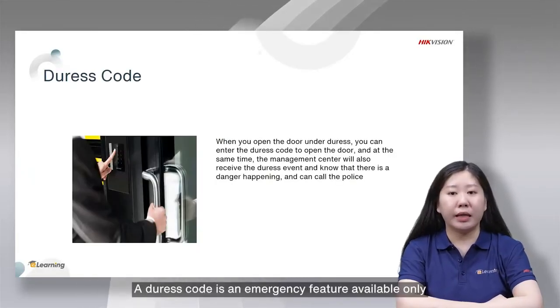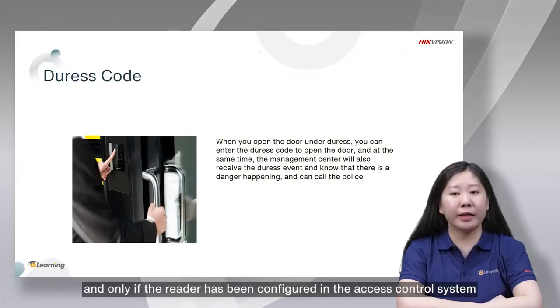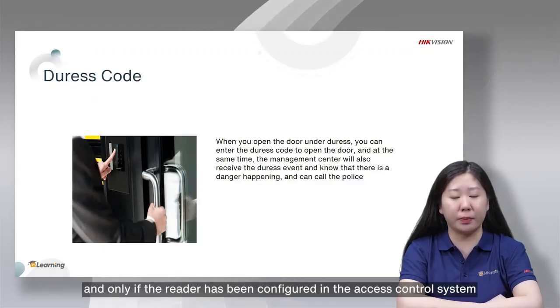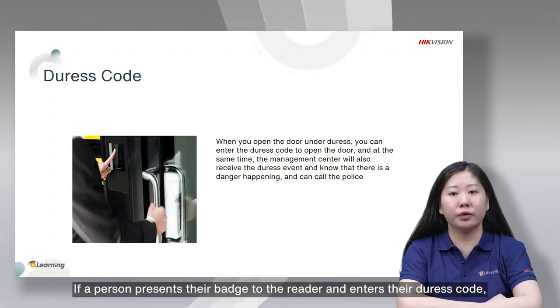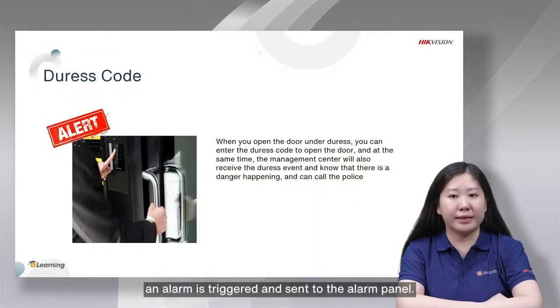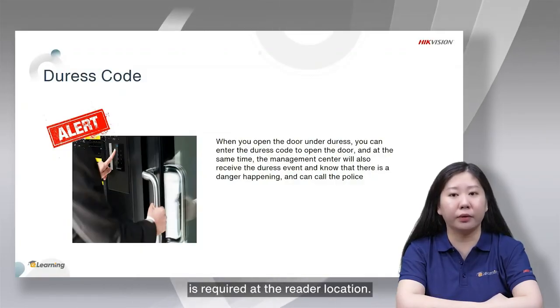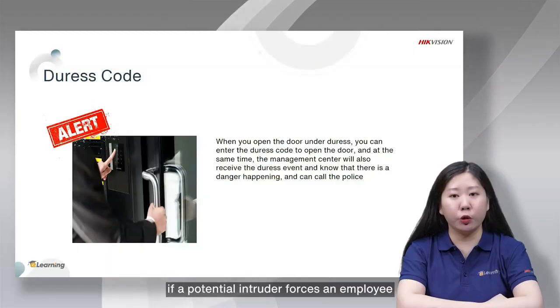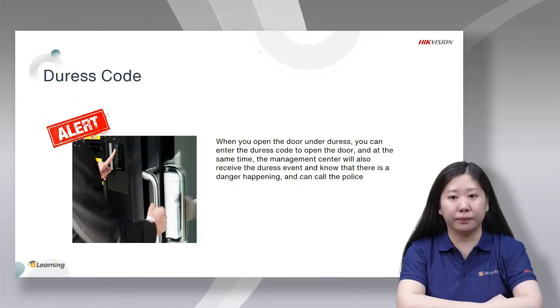A duress code is an emergency feature available only when the reader is in card and PIN mode, and only if the reader has been configured in the access control system to use the duress feature. If a person presents their badge to the reader and enters the duress code, an alarm is triggered and sent to the alarm panel. The duress code is used in situations where immediate attention is required at the reader location. For example, if a potential intruder forces an employee to use their badge to grant access into the building.